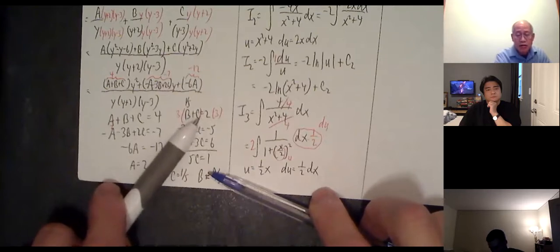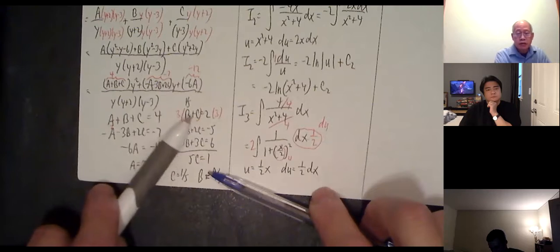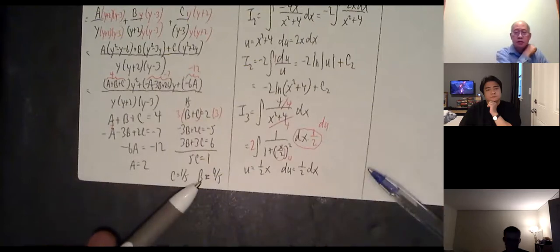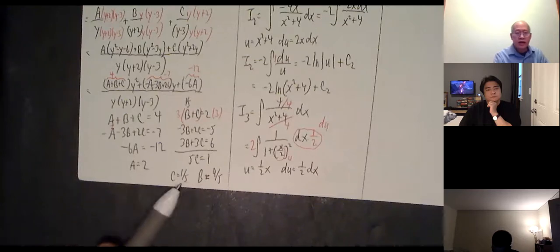Plug back in here. b plus 1/5 equals 2. So I subtract 1/5. 2 minus 1/5 is 9/5. So I have A, B, and C. Plug them way back here, A, B, and C. 2, 9/5, 1/5. You say, this doesn't come out nice. It doesn't matter. I don't care if this came out to be pi over square root of 3 or whatever. It's a constant. You just put that constant and then ln.